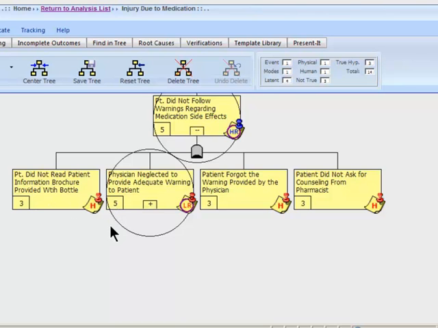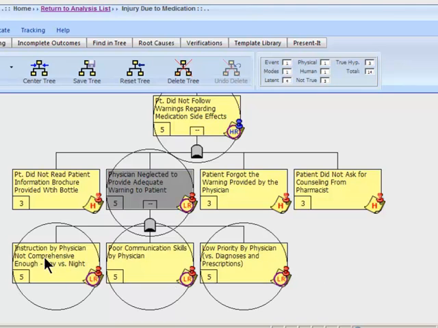With the evidence provided in this case per the investigation, it was certain that the physician neglected to provide adequate warning to the patient. However, there was not enough evidence to substantiate one way or another these other 3 possibilities about the patient not reading the information that was given to them, the patient forgetting what the physician told them, nor do we have any information regarding that the patient actually did decline the counseling opportunity with the pharmacist. So we're going to leave those at that right now as being unsubstantiated, but we will follow the physician neglected to provide adequate warning to the patient, and we continue with asking why.